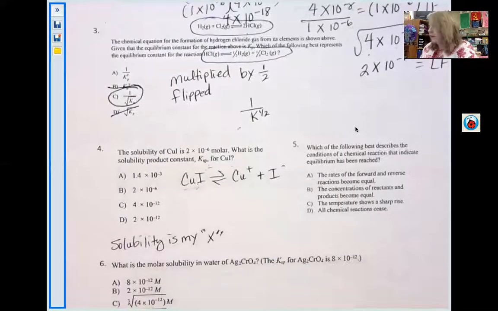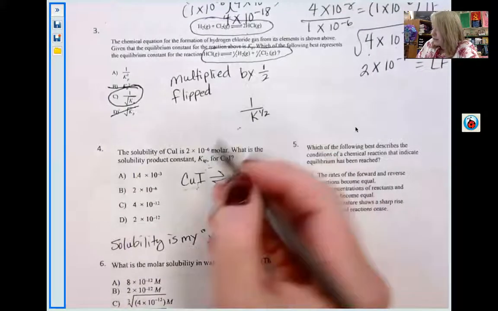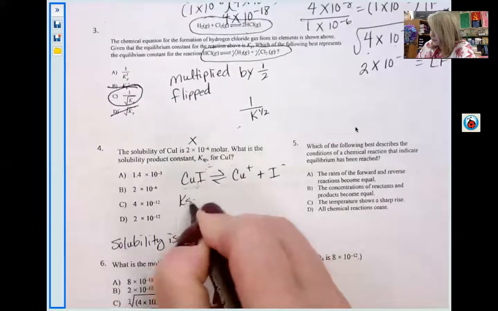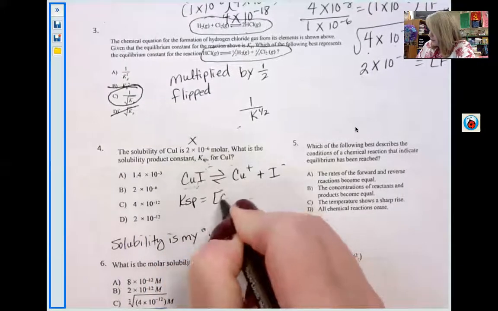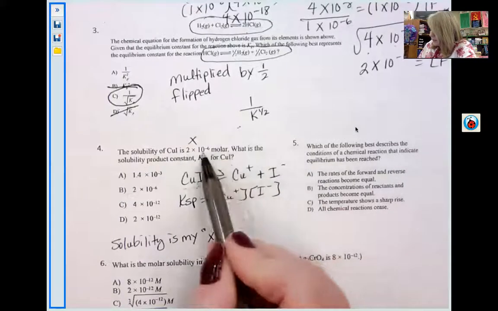Okay, so solubility is your X. Therefore, this is the X value. So I'm simply just going to plug it into my Ksp that I'm about to write. Cu positive, I minus, and that's the X.